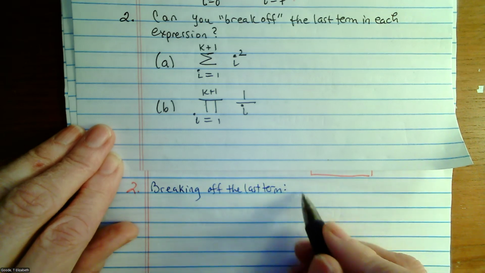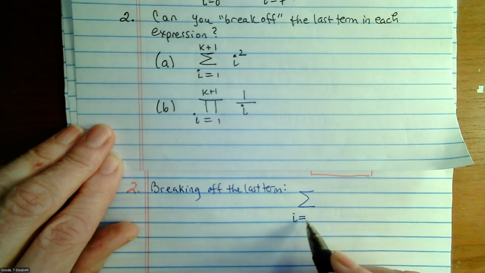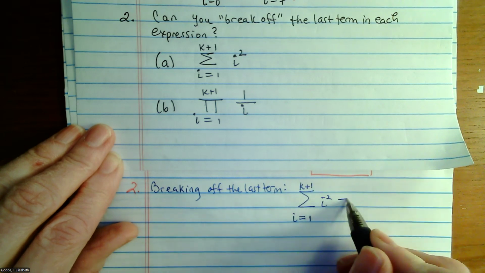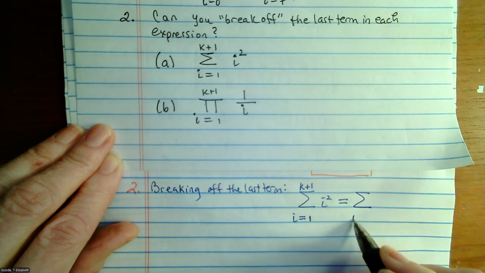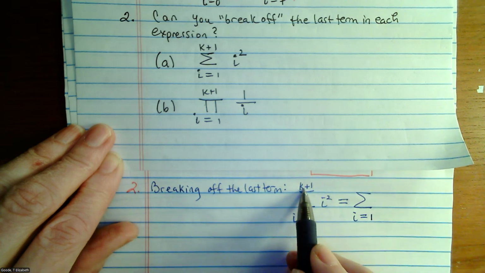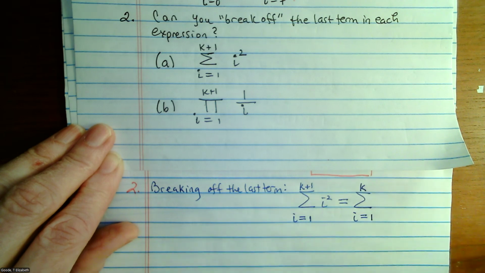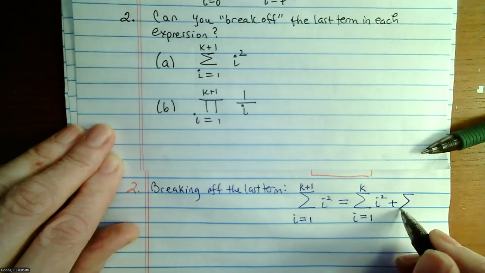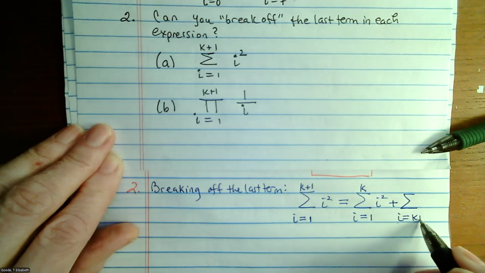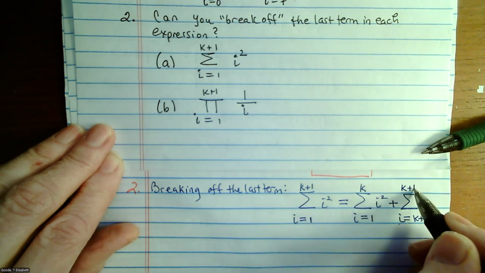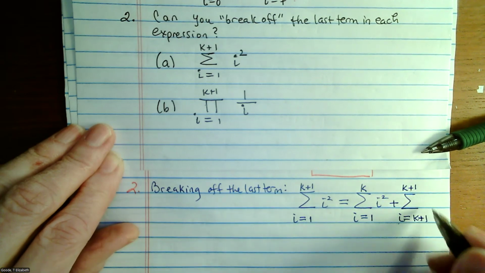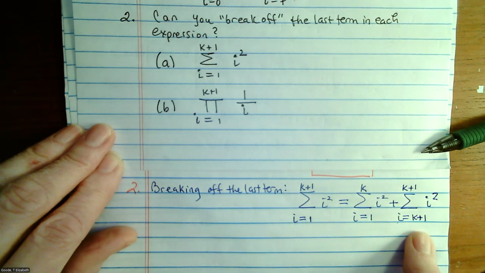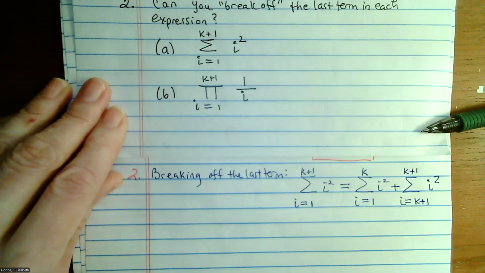So if we think about it, breaking off the last term, we can just write this sum from i equals 1 to k plus 1 of i squared as equal to a sum from i equals 1 to the integer before k plus 1, which of course is k, of i squared, plus, well, the last term is when i is equal to k plus 1, and k plus 1 is both the lower and upper bound, of the expression i squared. So that's just a single term. So we're playing the game in the other direction.